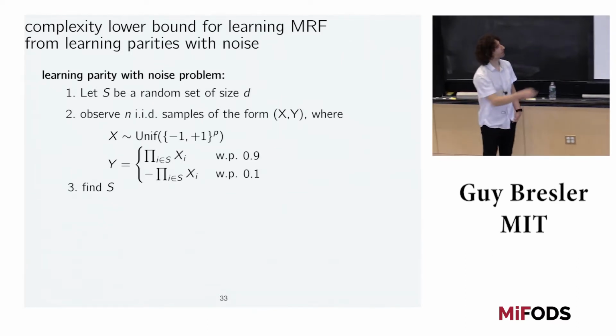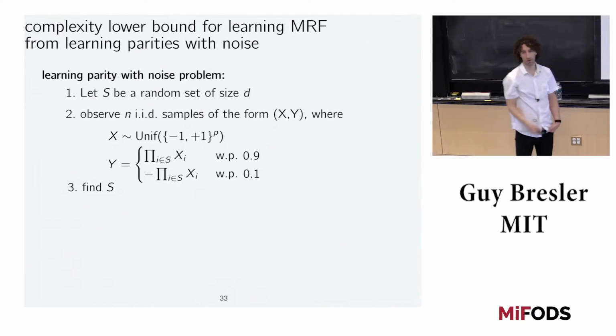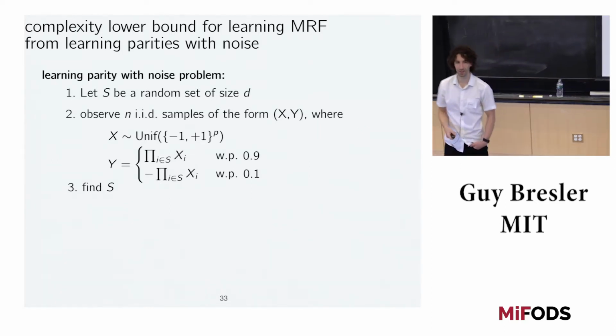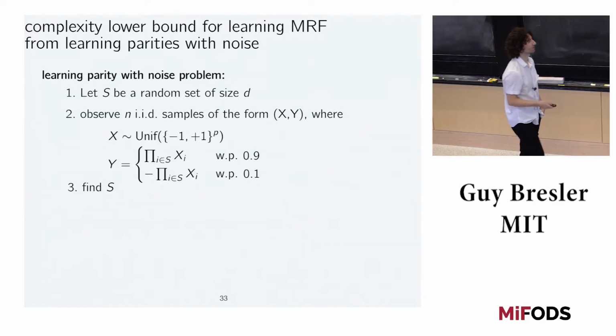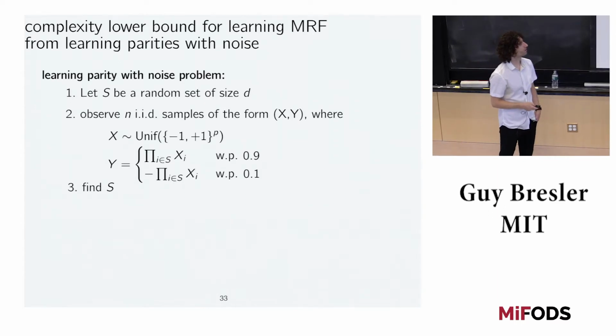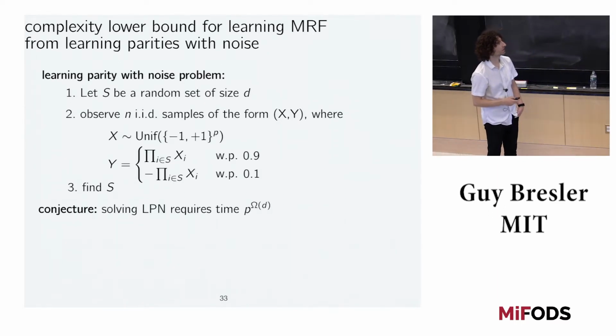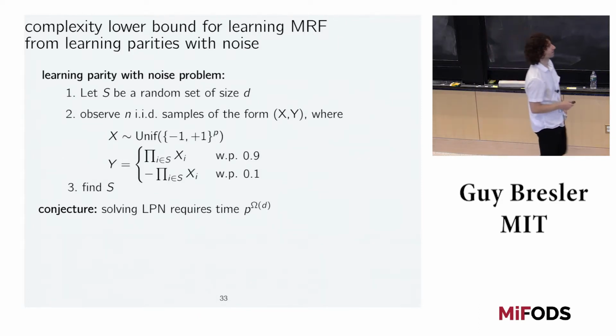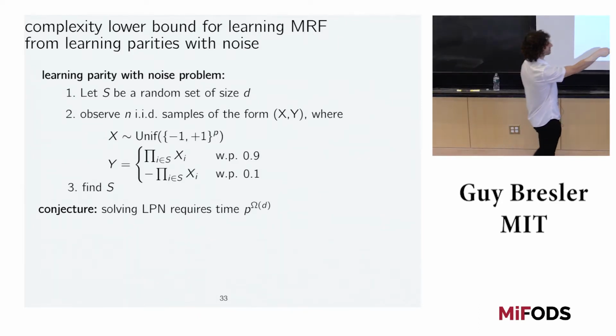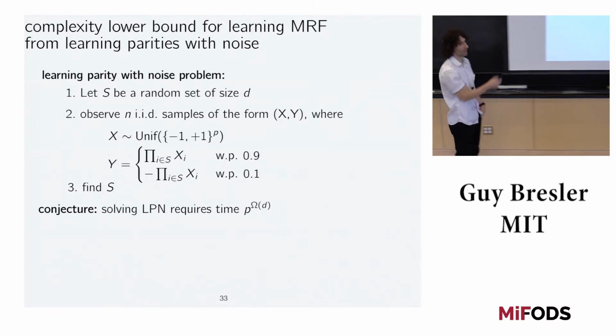So you get all this data. You get n IID samples of this form. Your task is, find the set. All right? So what can you do? Well, people have worked really, really hard to answer this question. And the best that people have come up with is searching over all of the sets S.